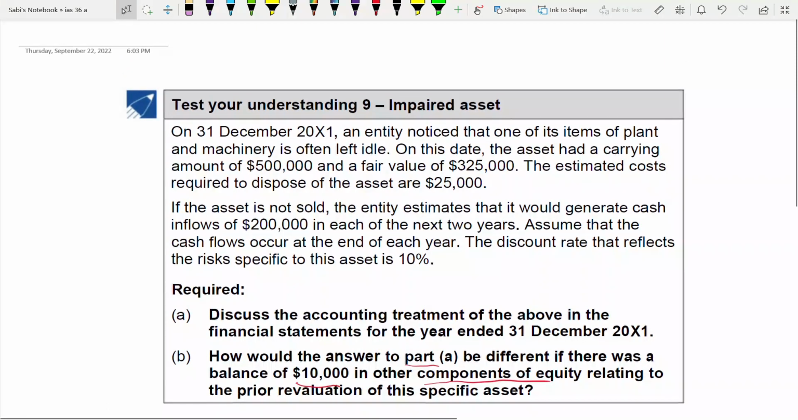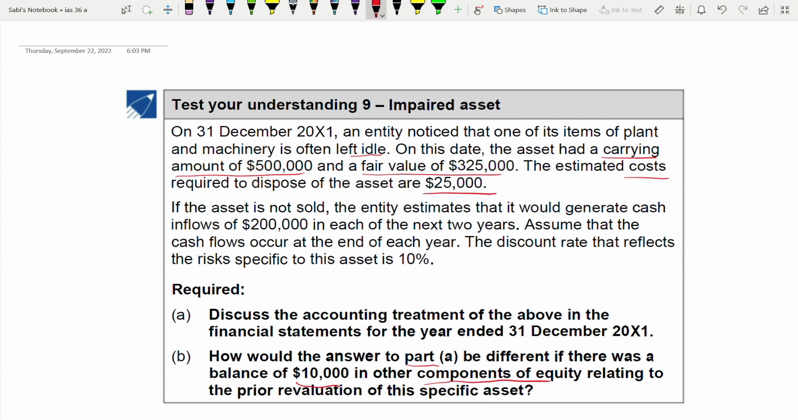On 31st December 2001, the entity noticed that one of its items of plant and machinery is often left idle. On this date, the asset has a carrying amount of 500,000, fair value is 325,000, estimated cost to sell is 25,000. You can understand that the carrying amount is more than the fair value less cost to sell, because if you deduct anything from 325,000, it will be less than 500,000. So in short, it has been an impaired asset.